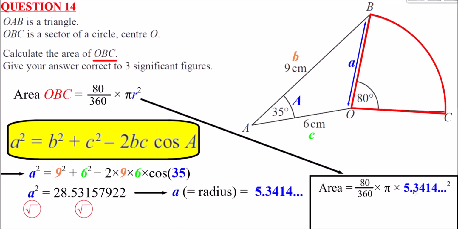And if we type this in on our calculator correctly, we should find that the area of OBC, correct to 3 significant figures at least, is 19.9 squared centimetres. And that's our answer for question 14.